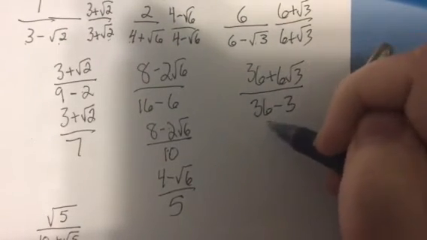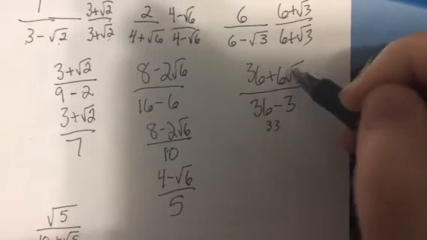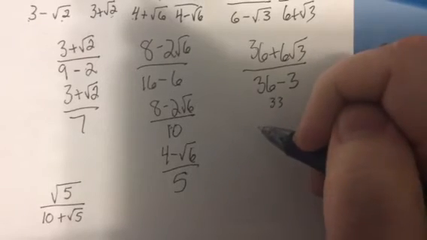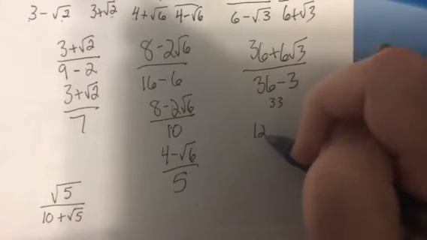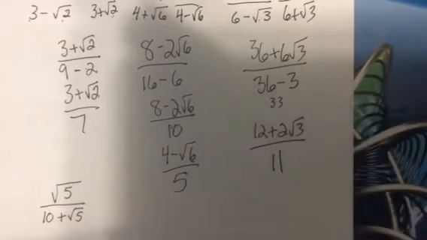So let's see, this is 33. So is there a number that goes in? Yeah, and that would be 3. So that would be 12 plus 2 square root of 3 all over 11.